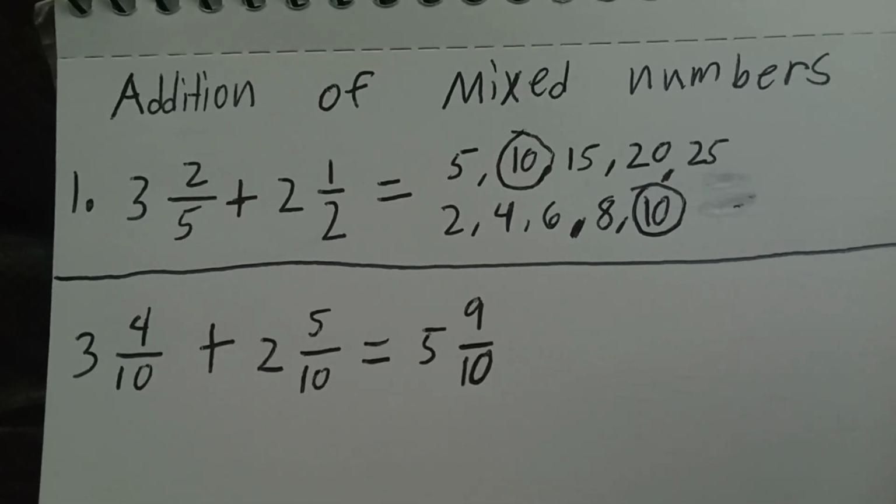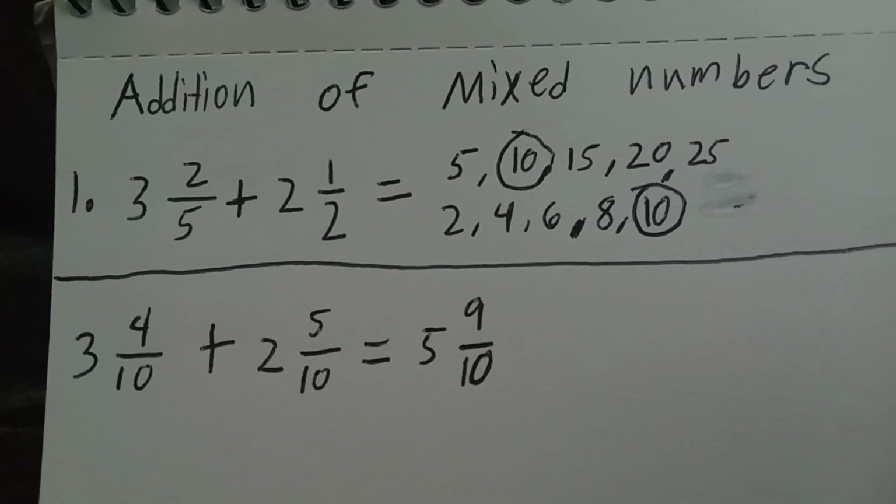So here in example 1, we have 3 and 2/5 plus 2 and 1/2. So as we did in our previous topic, we have to find their common denominator. How? We have to find the least common multiple of each of the denominators. So let's start with the least common multiple of 5 and 2.